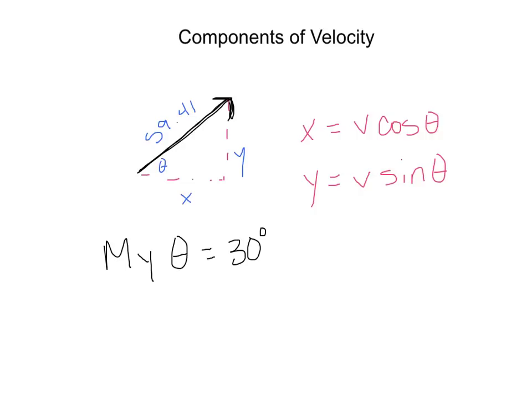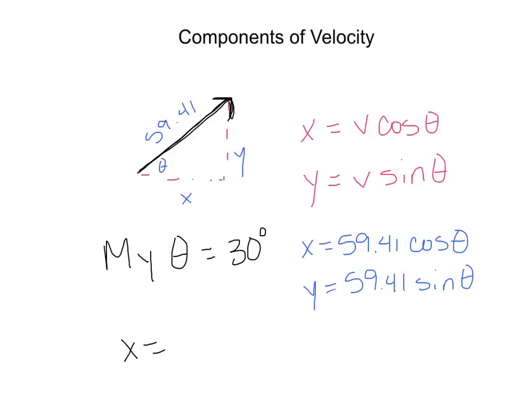So for the x component, I'm going to do 59.41 times the cosine of theta. And for the y component, I'm going to do 59.41 times the sine of theta. All right, so when I do that, I should get my two calculations. It looks like I get my x component to be 51.45, and I get my y component to be 29.71. Just using my calculator, making sure it's in degree mode, because I use degrees for my angle theta.